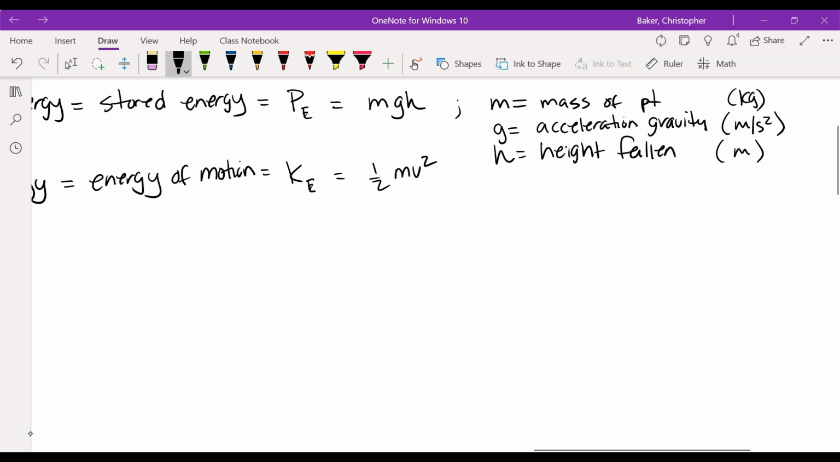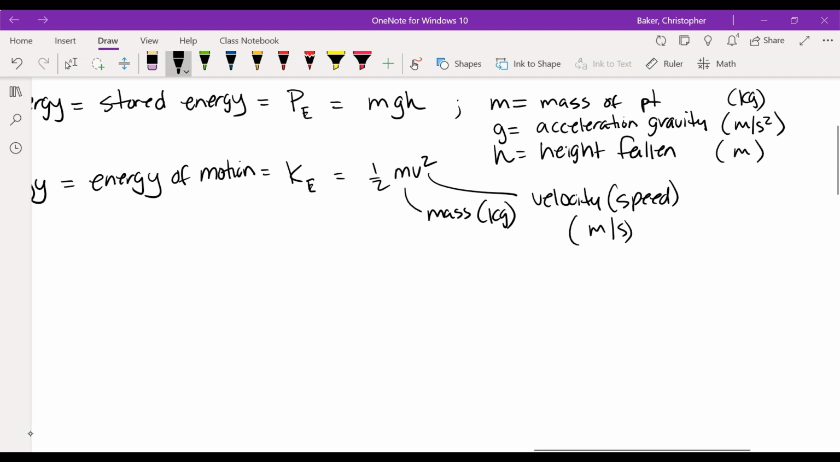Now for kinetic energy, m is the same, still mass in kilograms, and v is velocity, basically it's speed, and the units for that are meters per second.